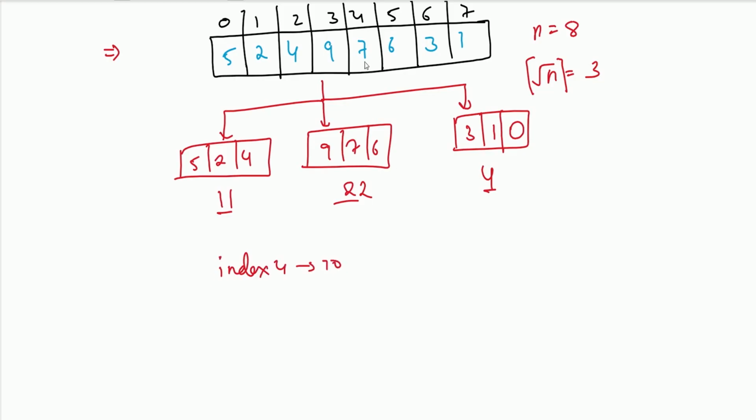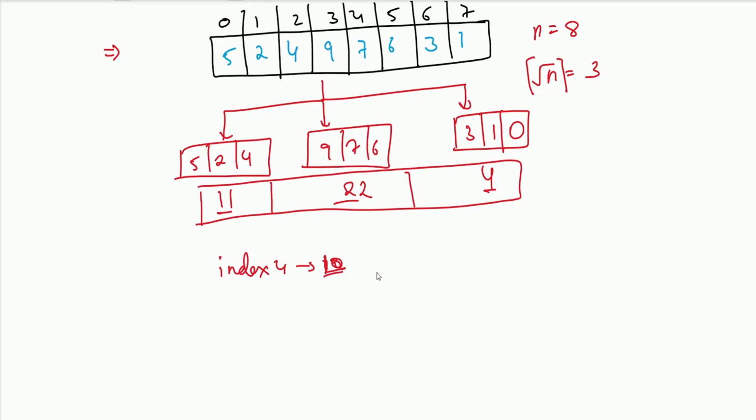What will I do? Because I am only storing this, and how to calculate in which block which number is there, we will see in a moment. But let's see that I have to update index 4 to 10. So how much value do I have to change? It will be 10 minus 7, which is 3. So I will change it to 10 and add 3 here. If I add 3, it will become 25.